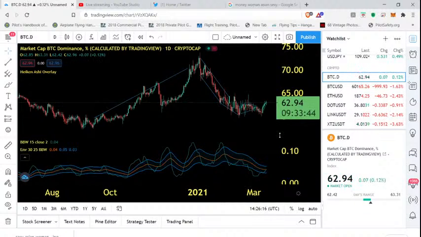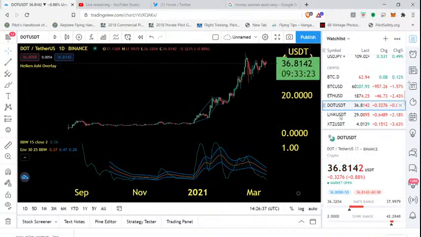loss in dominance like it was in 2017 due to the institutional buyers. They're not buying XYZ shitcoin, they're buying Bitcoin. And so that dominance, I think, is going to continue to hold strong. We already looked at Bitcoin and Ethereum, so we'll move on to DOT.